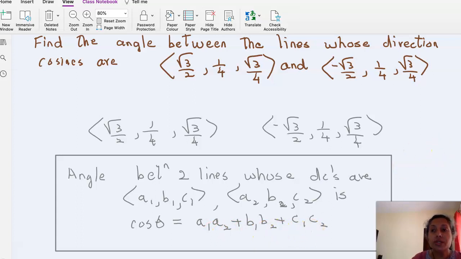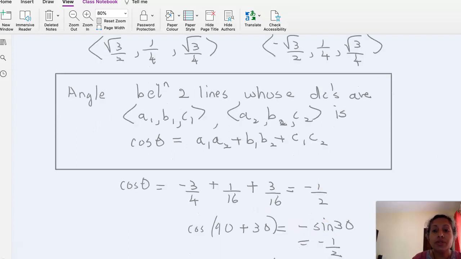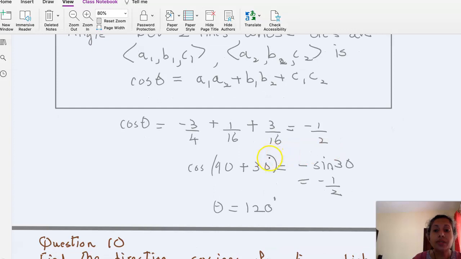So in this case, using this property, your cos theta will be -3/4 + 1/16 + 3/16, which is -1/2. And you know that cos 120 is cos(90 + 30), which is -sin 30, being in the second quadrant, which is -1/2. So theta is 120 degrees. So your angle is 120 degrees. Now seize this treasure of this problem, which is not easy.